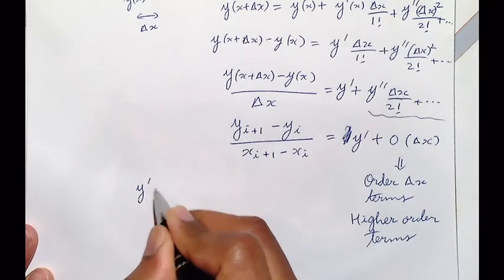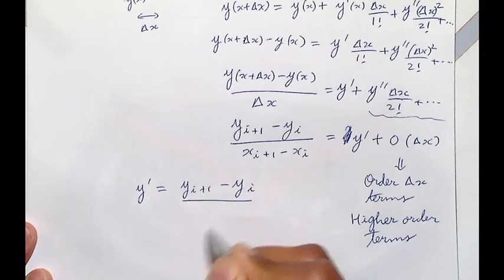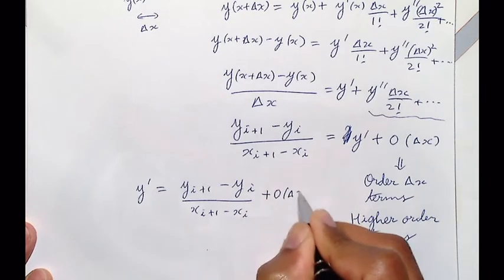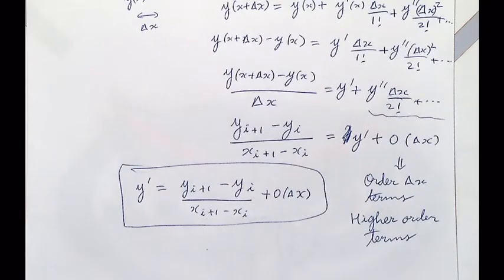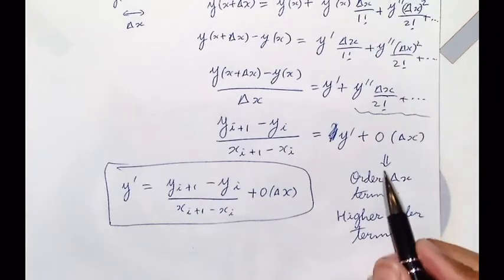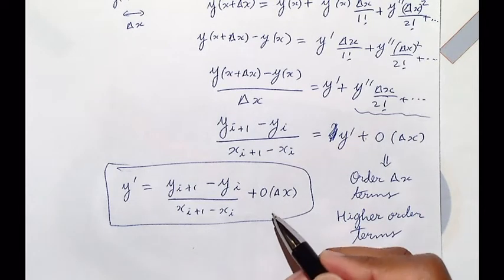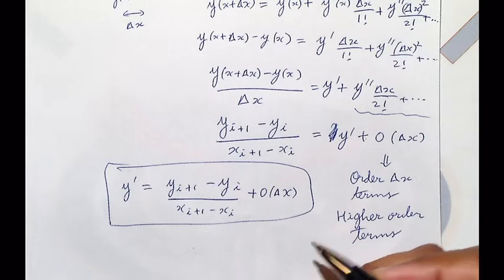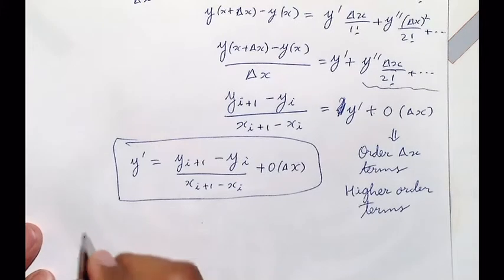So y prime is basically yi plus 1 minus yi over xi plus 1 minus xi plus order delta x. I just rewrote it. Again, you might be a little confused. Why does this plus not become a minus? We don't care. We don't care what the constant looks like. We just care about the power on the delta x. Okay? So we could also have done this slightly differently.